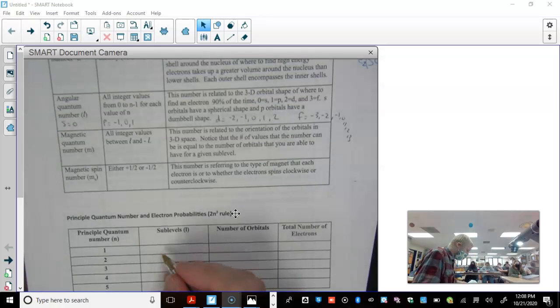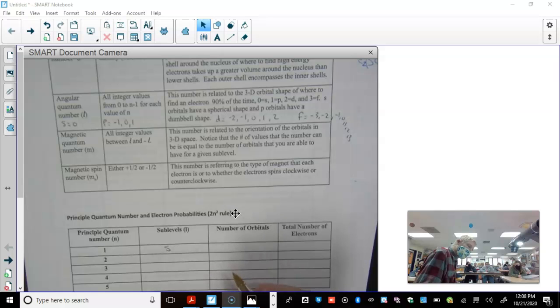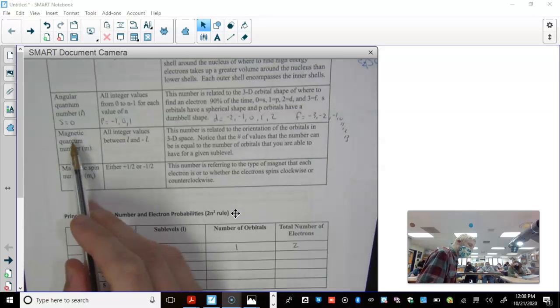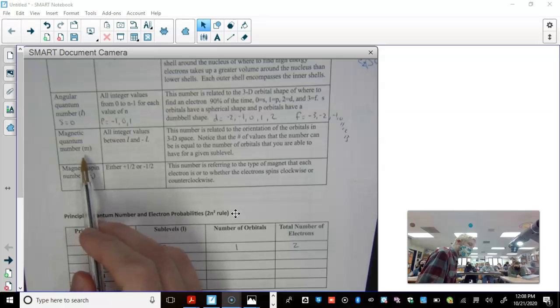Yeah, we fill this in. We've got S, number of orbitals is 1, and then we've got 2 electrons. Here, let's talk about these first. So magnetic quantum number M.